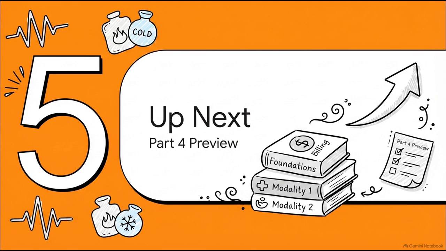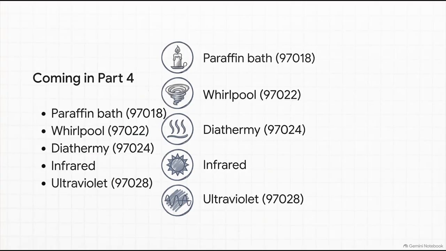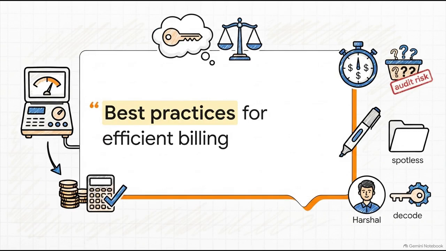Section 5. Up next, we've built a really strong foundation today on these two heavily used modalities, but we're just getting started. Join us in part 4 of this Explainer series, where we're going to tackle the rest of the supervised modalities. We'll be breaking down the clinical definitions and billing requirements for paraffin baths, whirlpools, diathermy, infrared, and ultraviolet therapies. Understanding the difference between what a machine does clinically and how it hits the billing ledger is the true key to running a compliant practice.